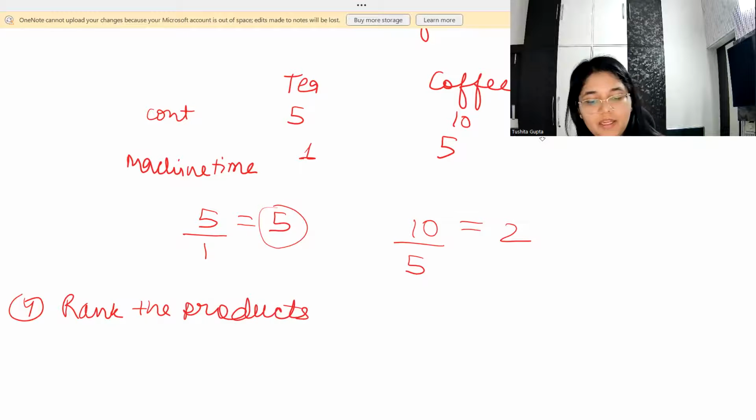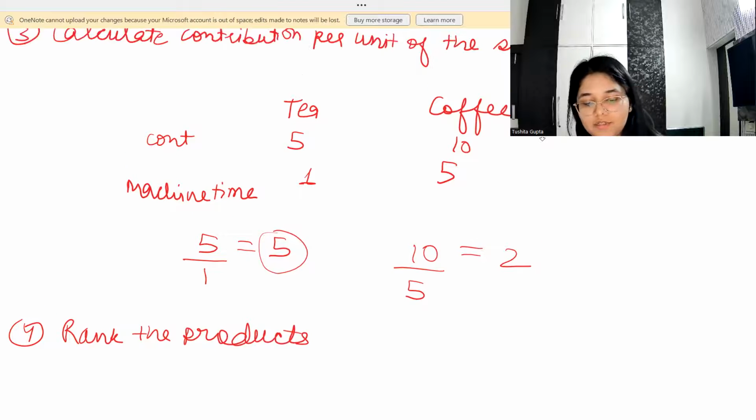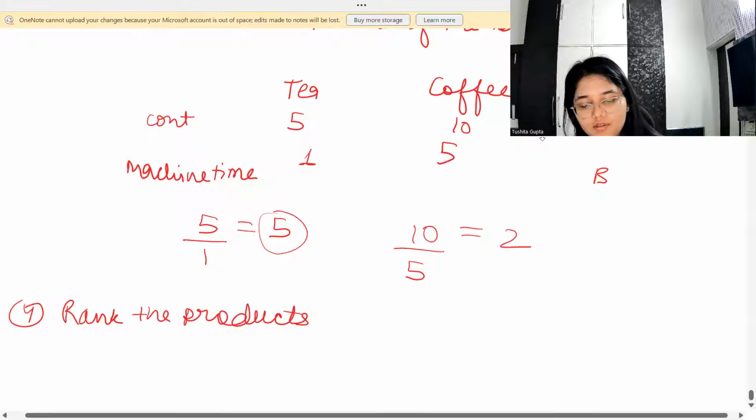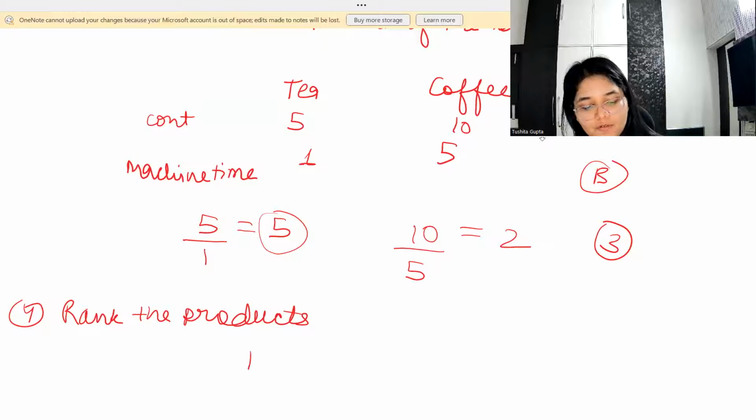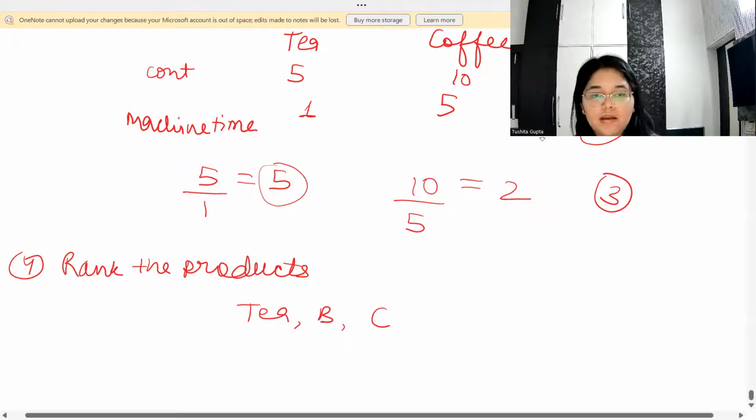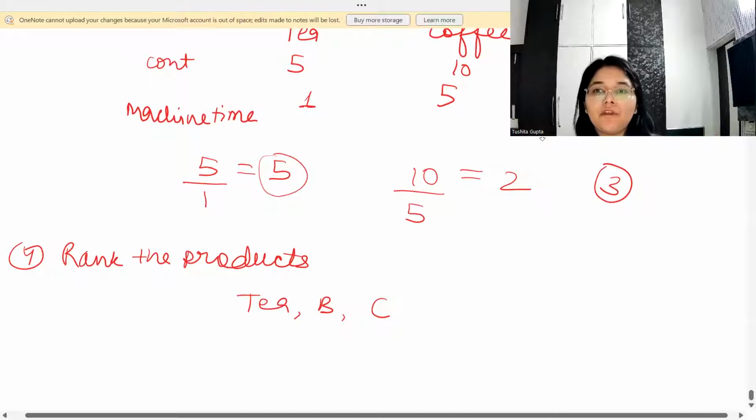So perhaps if there had been more products, let's suppose there were some other beverages also, and for that beverage, probably this would have been 3. So basically, my ranking would be first of all tea, then I will go for the beverage, and then for the coffee. So this is how I will rank the products according to how much contribution they are earning. Obviously, the one which is giving me more contribution will come first.